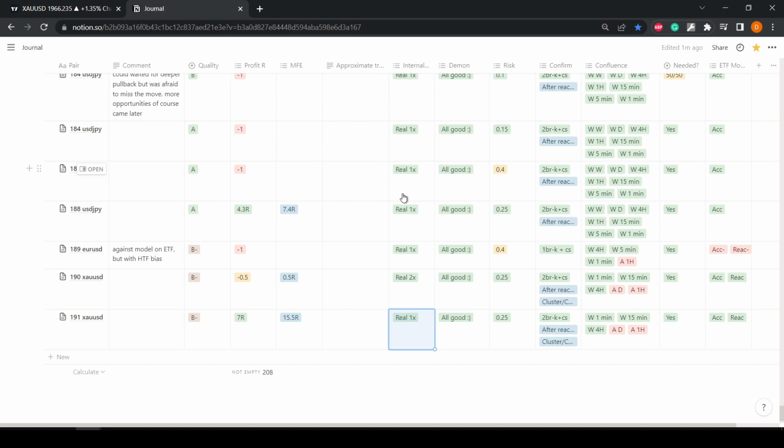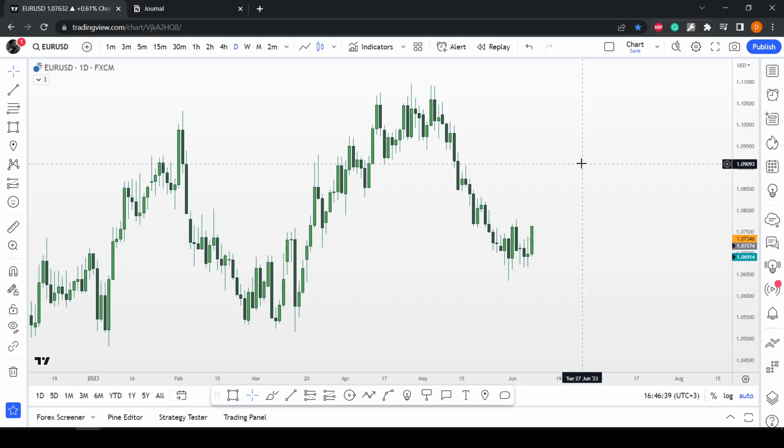Today was a usual day. I had a loser, a manually closed minus 0.5, and a winner on gold. So let's quickly look into them. Let's start with EURUSD.